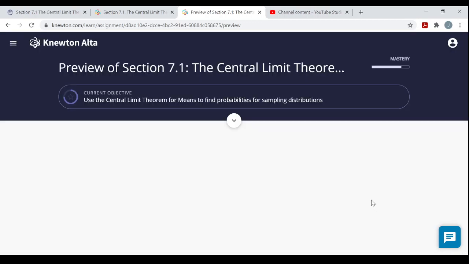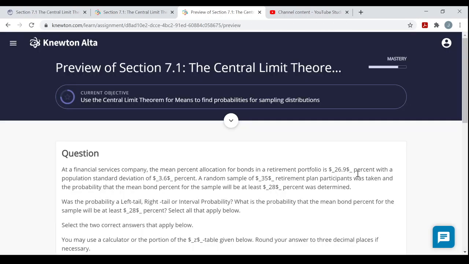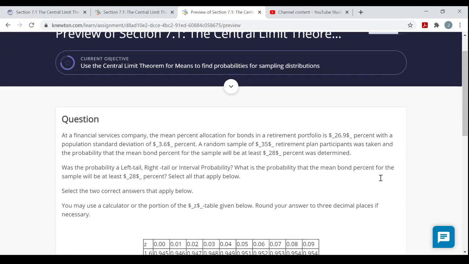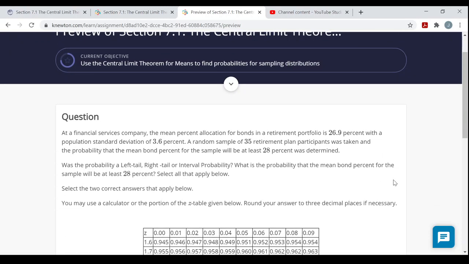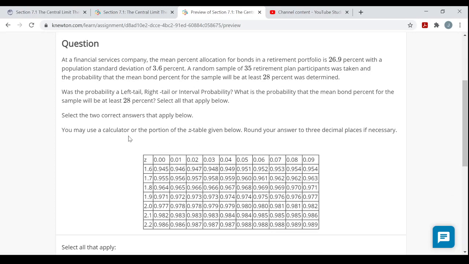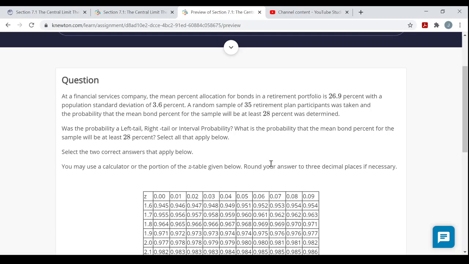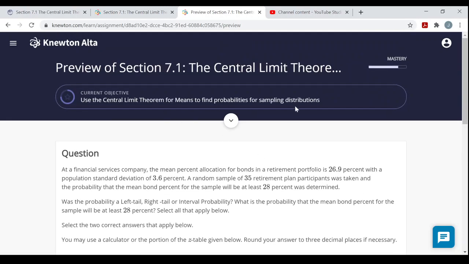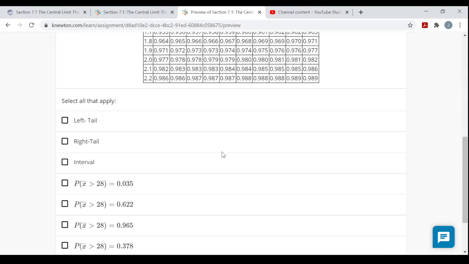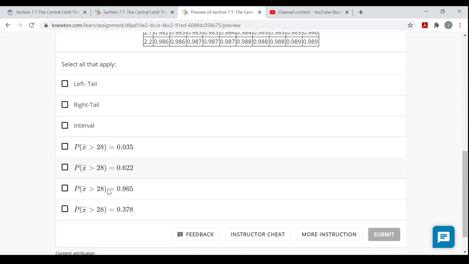Right, so you may use a calculator or a portion of the z table below, round your answer to 3 decimals. This is finding a probability again. So drawing pictures, you know, what kind of probability are you taking? What's the probability? And again, just get the closest one, right? Because you remember my one earlier was a little bit off, since the calculator is a little more accurate. But just do the closest one. So I'll just cheat on that. It's pretty similar to a problem I showed you earlier.